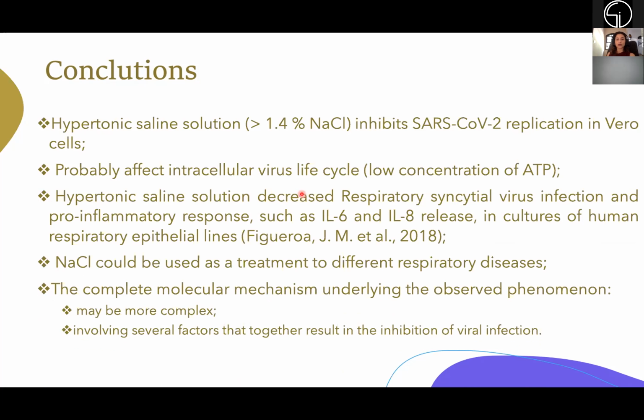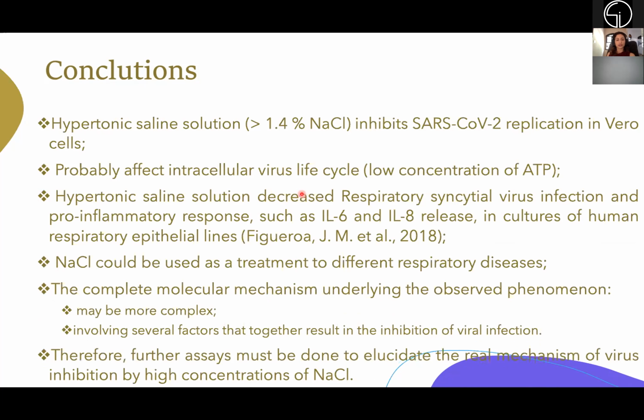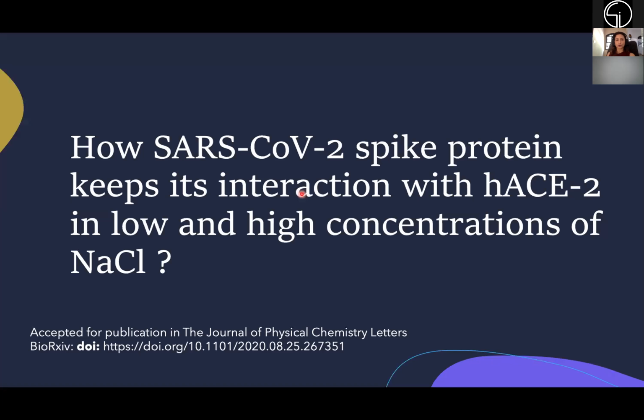The complete molecular mechanism underlying the observed phenomenon may be more complex, involving several factors that together result in the inhibition of the virus replication. Therefore, further assays must be done to elucidate the real mechanism of virus inhibition by high concentrations of salt.